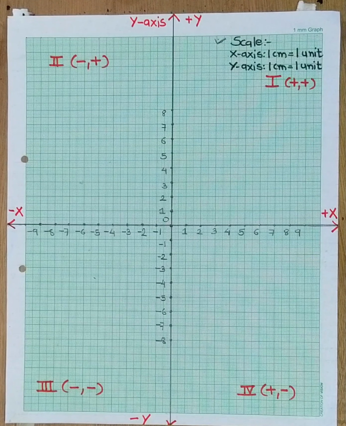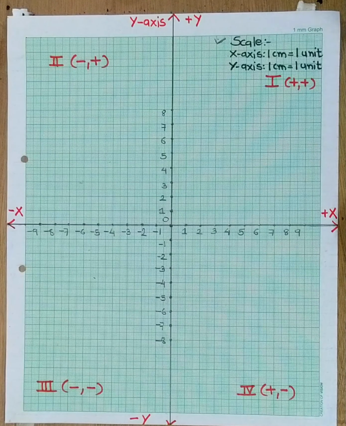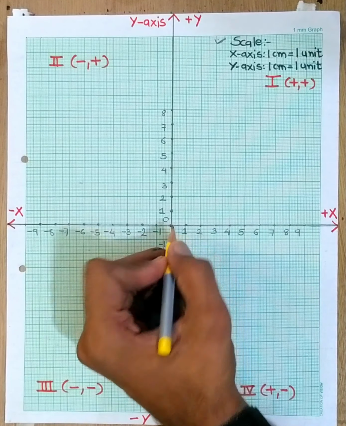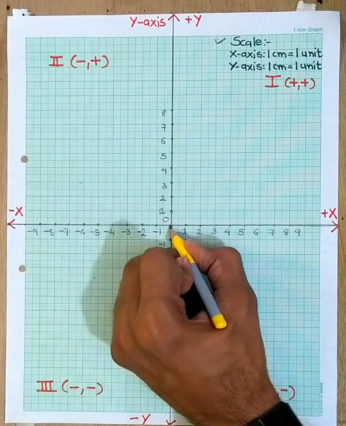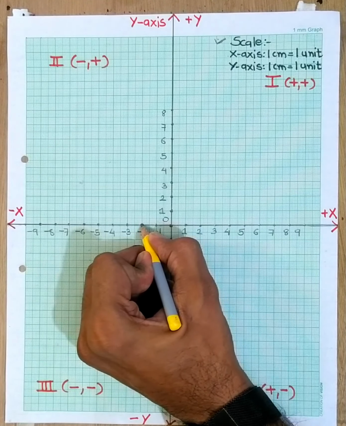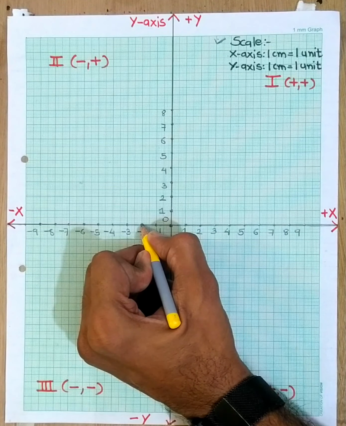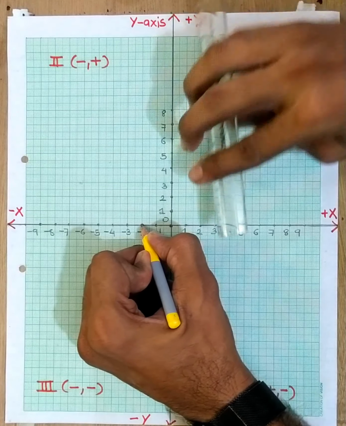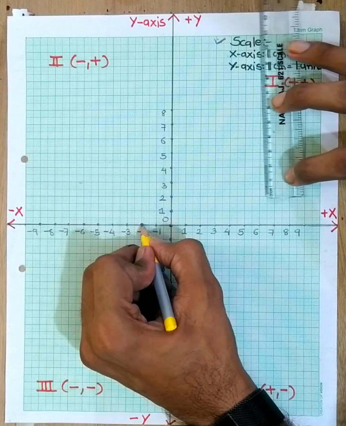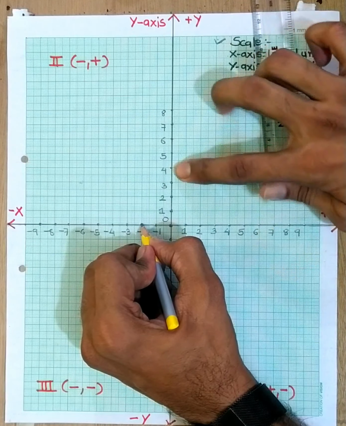Our first point, you see, (-2, 4). So the x coordinate is -2. From the origin we will move towards the left side 2 units: 1, 2. So we have got this point, clear. Now we have to go for the y-axis. So what we will do, we will start from here and locate 4 on the y-axis.